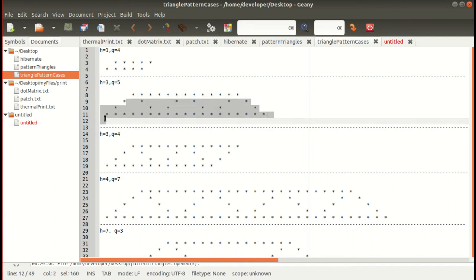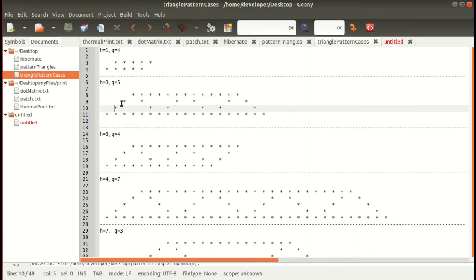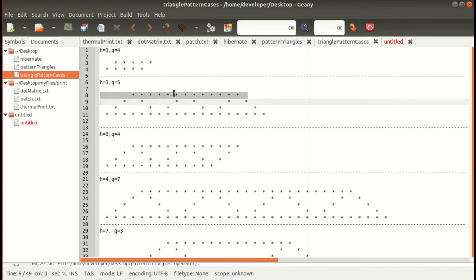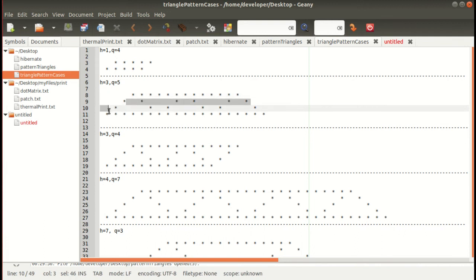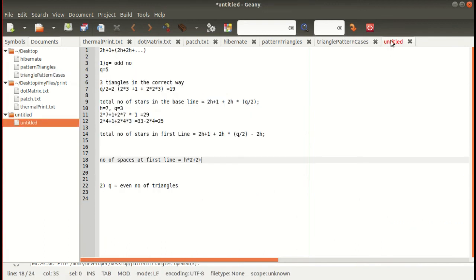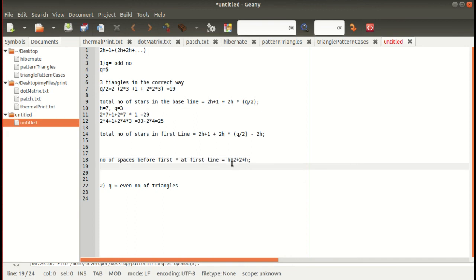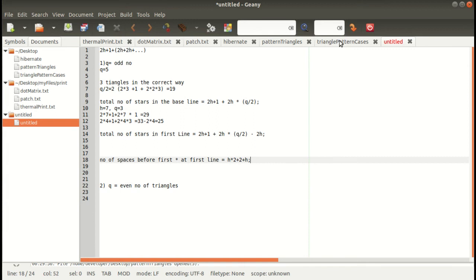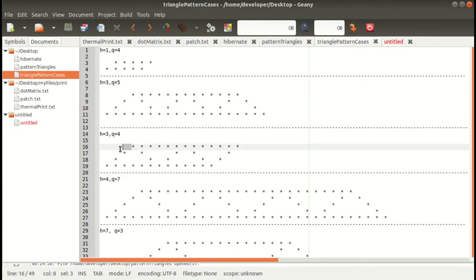So plus height, you will have three stars here. When you are at base line, first line, you will have 3 spaces. Height, number of stars is equal to height, so plus h, number of spaces before first star, 2h plus 2 plus h. Or you can put it as 3h plus 2 also, it's not a problem. Fine, you got the number of spaces here.